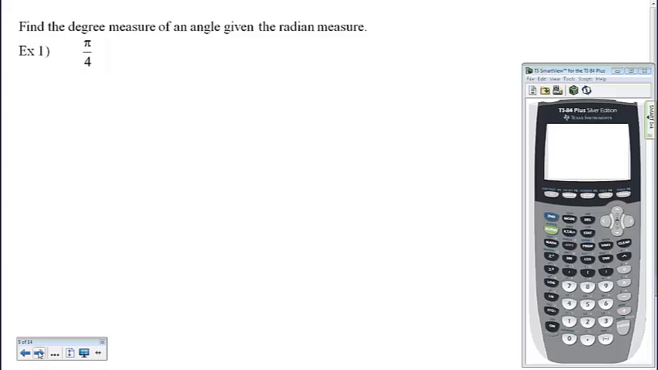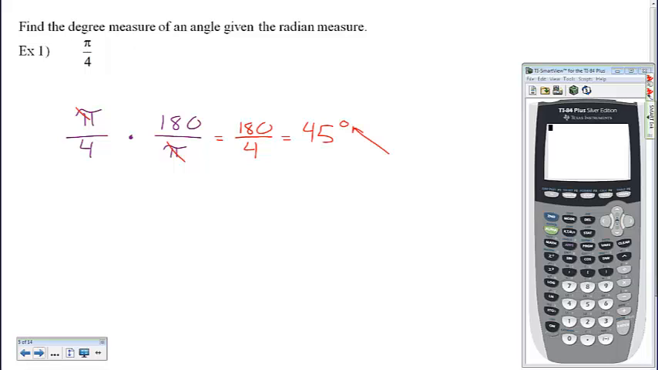Here we're asked to find the degree measure of an angle given the radian measure. The radian measure here is pi over 4. So I'm going to start by rewriting my pi over 4 and then multiplying by the conversion factor, 180 divided by pi. What you notice is that pi cancels out in the numerator and the denominator, and I'm left with a fraction of 180 over 4, or 180 divided by 4. I plug this into the calculator, and I get a value of 45 degrees. Note the degree sign because we are now in degrees. This should always be included.